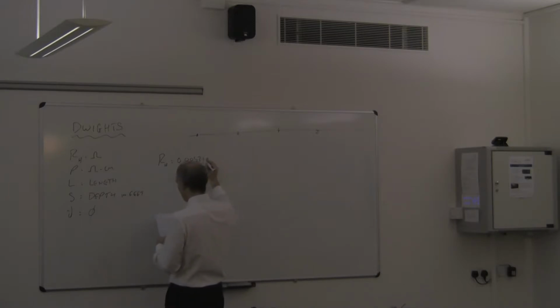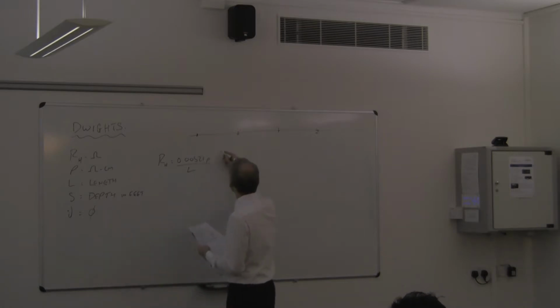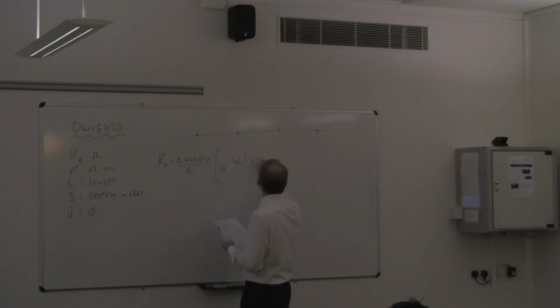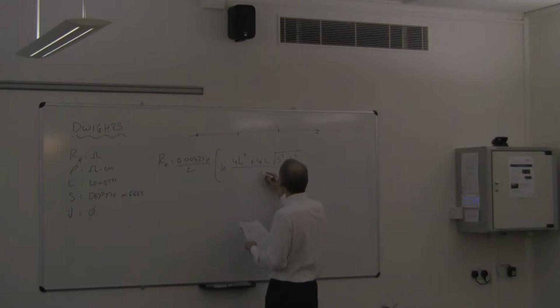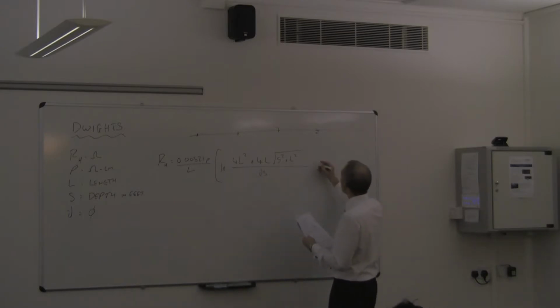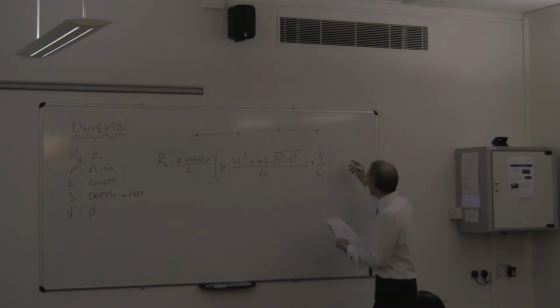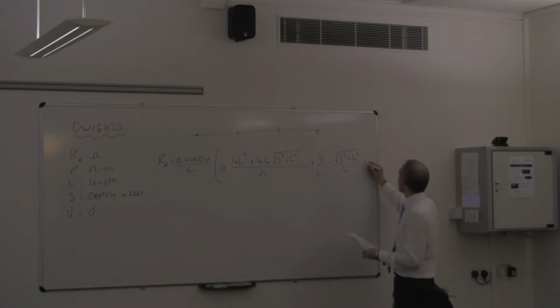So if you take that, rho divided by L, log of 4 times length squared, plus 4 length again. This will minus the square root of S squared plus length squared, divided by the length, minus 1.